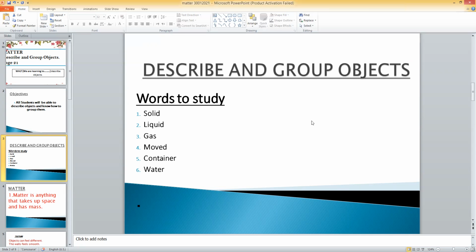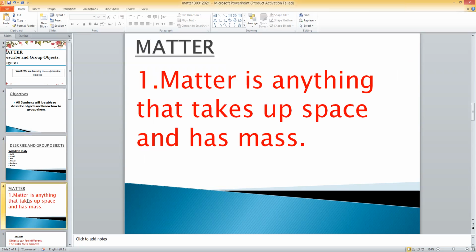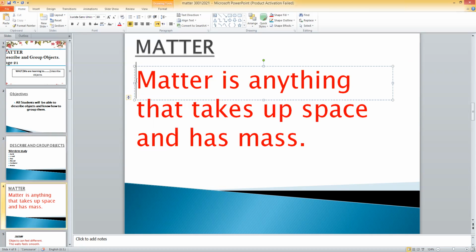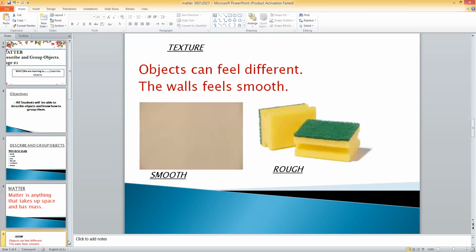So guys, let's go deep into our topic. I put this here so that you guys will not forget. Matter is anything that takes up space and has mass. Anything that takes up space and has mass is called what? Matter.